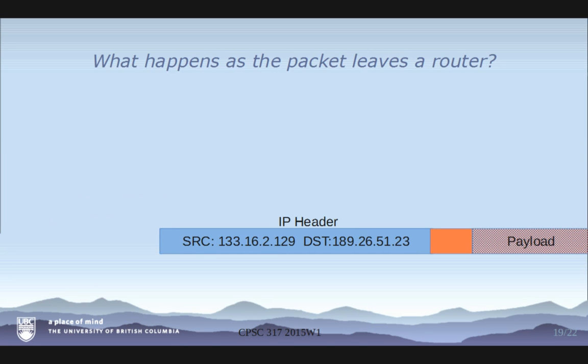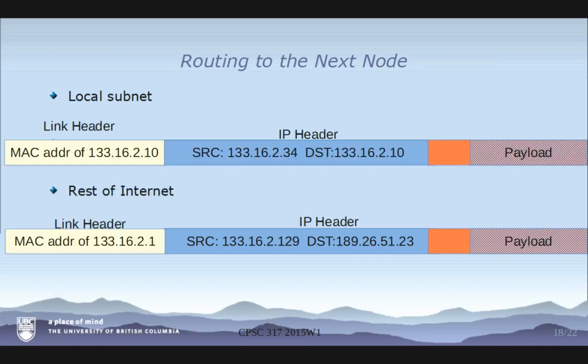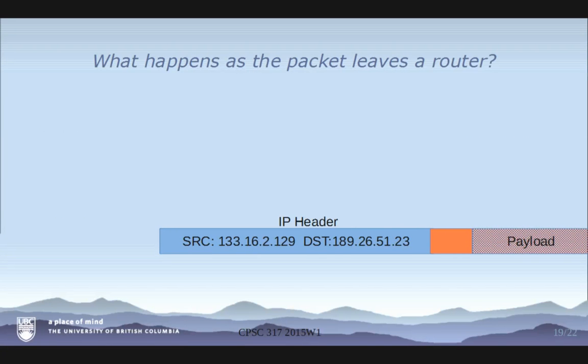So this is just showing you that we start out like that, and as it enters the router, we strip the header off, and then we put the MAC address of the next hop onto there, and we never change the contents of the IP header. They remain constant through the whole trip. Any questions?